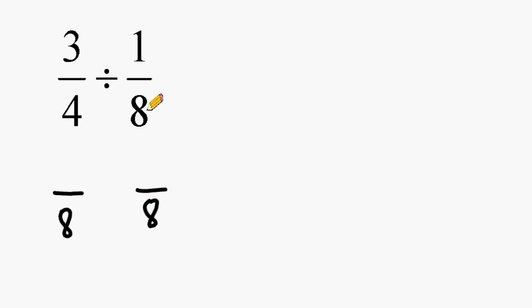This 8 did not change, so this numerator will not change. This denominator increased by a factor of 2, so we increase this 3 by a factor of 2, and that would give us 6. Now that both denominators are the same, we just have to divide the first numerator by the second numerator. So we can write 6 divided by 1 as a fraction. 6 divided by 1 would be written like this. And 6 divided by 1 is equal to 6.